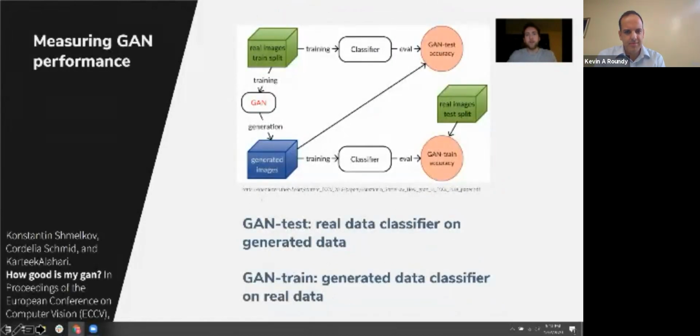An evaluation process described in Shevchenko et al. 2018 is used to determine how well the generator model represents the characteristics of an attack. The evaluation consists of two metrics, GAN test and GAN train. GAN test evaluates a classifier which was trained on real data samples against a set of generated samples. GAN train evaluates a classifier which was trained on generated samples against a set of real samples.